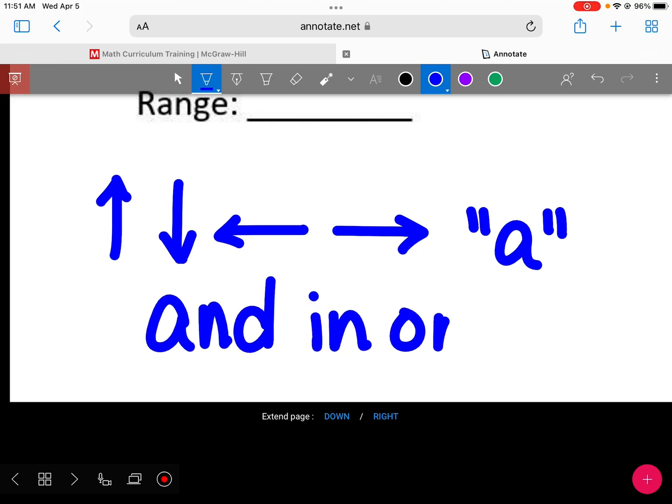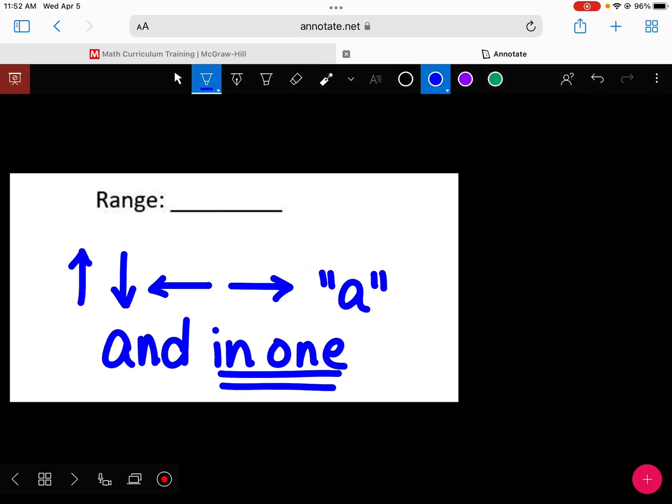Up, down, left, and right. Whatever A is. My A value is what again? What's my A value? -3. Up -3, down -3. Since I'm going in all 4 directions, I don't have to worry about the negative part. I'm going to go up, down, left, and right, and I don't have to worry about the negative part of it. So we're just going to move 3.